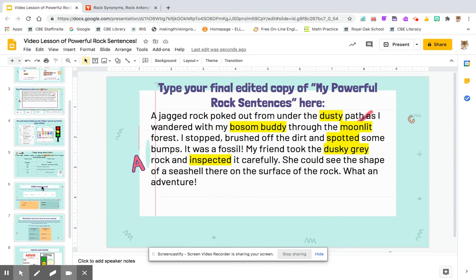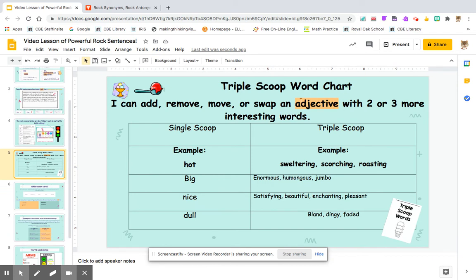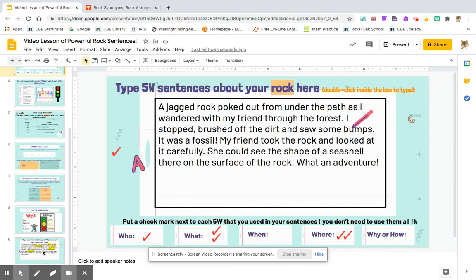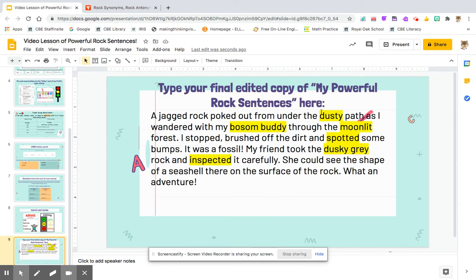And then I can go in and look for those describing words and make some changes, remove them, or even add in if there are some things that I think could use some lovely description using triple scoop words. So, what I did is I read over here again and I thought, a jagged rock poked out from under the path. I thought I could maybe add one of those triple scoop words to describe path. So I went down here and I chose dusty path in here.